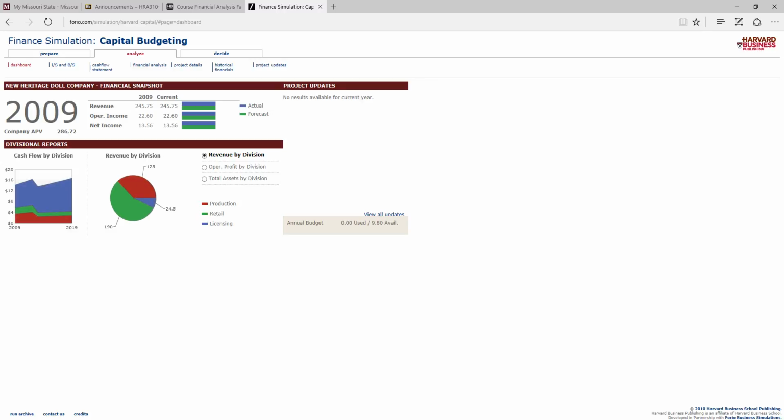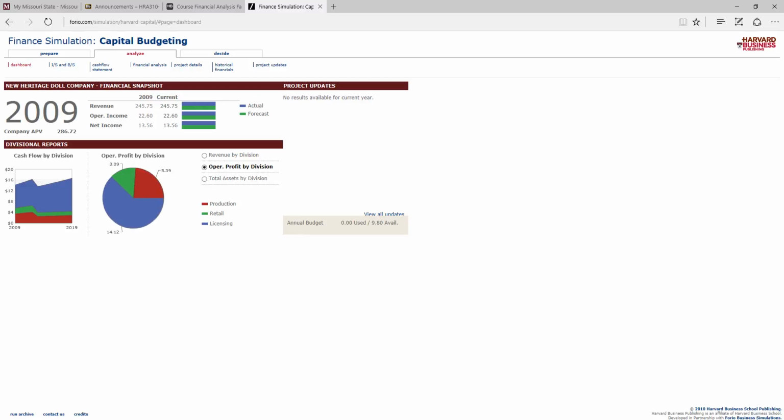When you open the simulation, you come up with a dashboard. It's going to tell you your current year, your current company's APV, which is 286.72. Then it also gives you your revenues, what your 2009 is and what your current is, your actual versus your forecast. It also will tell you your cash flow divisions, and it'll give you different ways to view them, whether it's revenue by division, operations profit by division, and total assets by division.